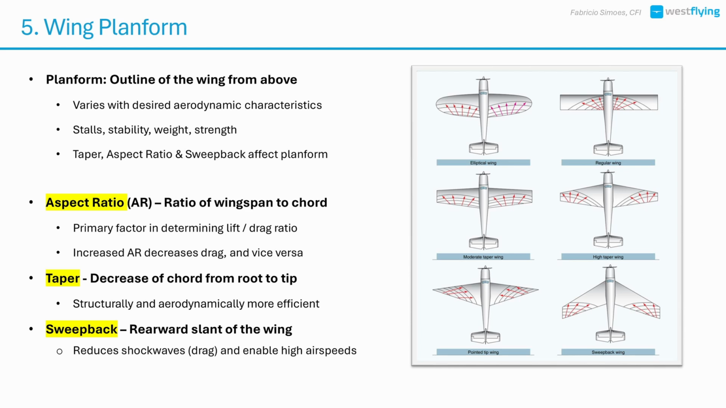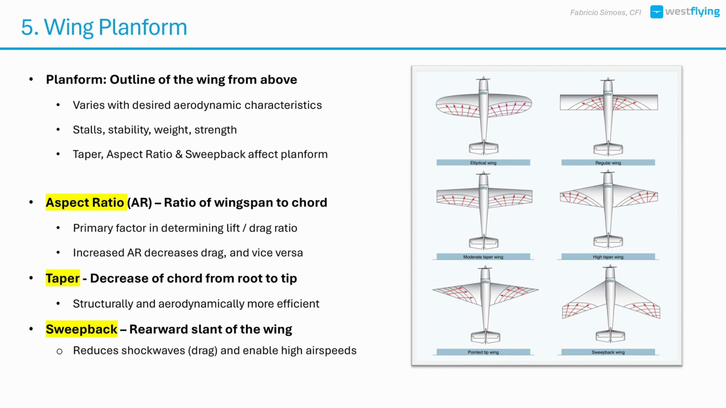Taper. This is when the chord narrows from root to tip. A tapered wing is more efficient and can delay stall at the tips. Sweepback. Wings that angle back, common in high-speed jets, help delay the formation of shock waves and reduce wave drag at transonic speeds. They also contribute to lateral stability, as we'll see later. Each wing planform is a compromise. Designers balance lift, speed, efficiency, stability, and structural strength to match the aircraft's mission.